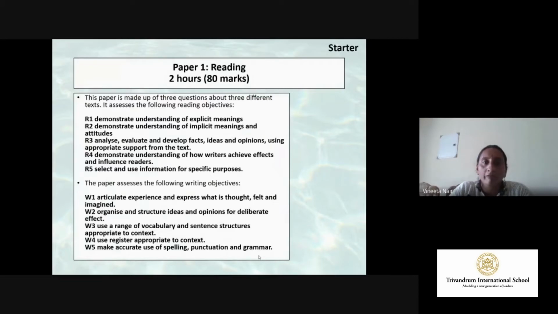So as I mentioned before, paper 1, which is the reading paper, is 2 hours and 80 marks. This paper is made up of 3 questions from 3 different texts. It assesses the following reading objectives, which are right on the screen for you all to see. And it's not just reading objectives that are assessed, it is also assessing the writing objectives, because this paper is all about reading and writing. And of course, it's an English language paper.